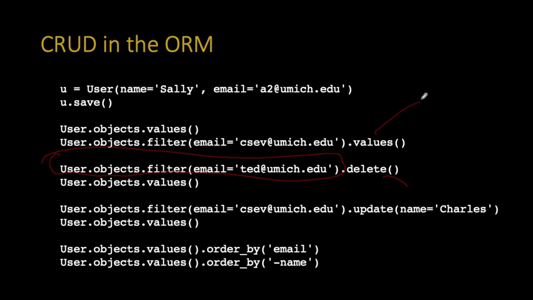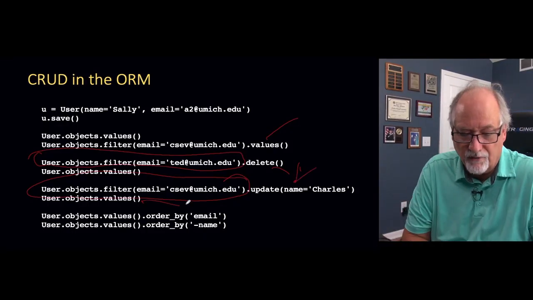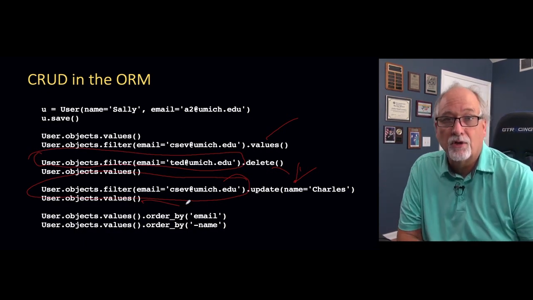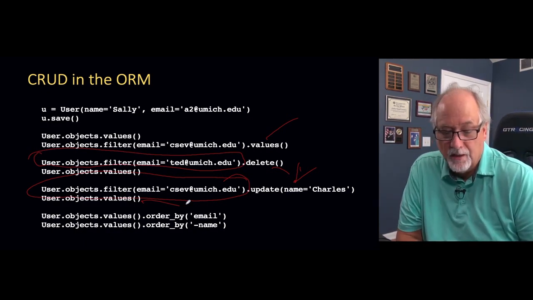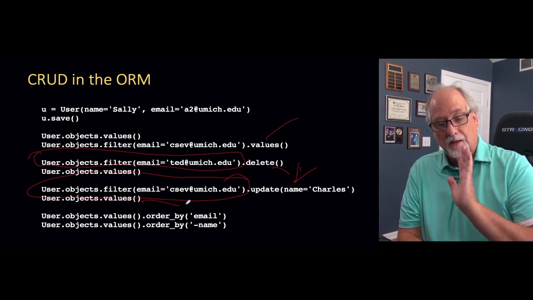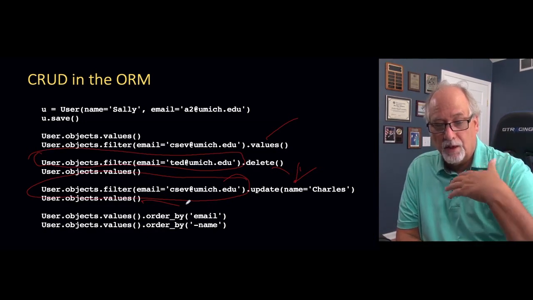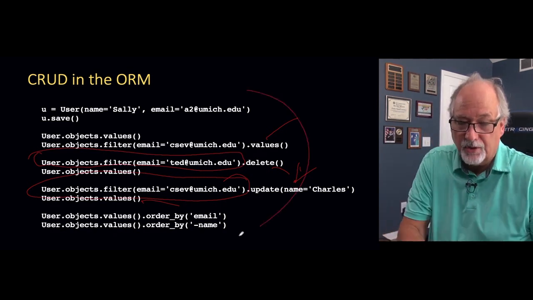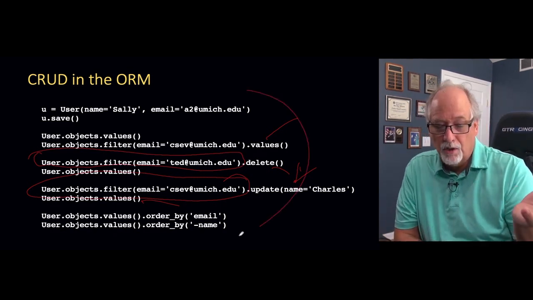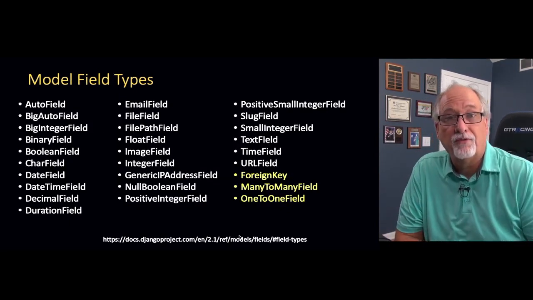And then again, the same kind of thing. This is kind of like a where clause. User objects filter email equals c7@umich.edu dot update, and then change this column in a way. And you can go retrieve all the values. There are things that correspond to lots of the SQL, like give me all these values, order by email, etc. So it's kind of a one-to-one mapping, and you're going to do a lot of programming using this ORM in Django, and every once in a while you'll sneak down to SQL. And that's why I teach you the SQL first.